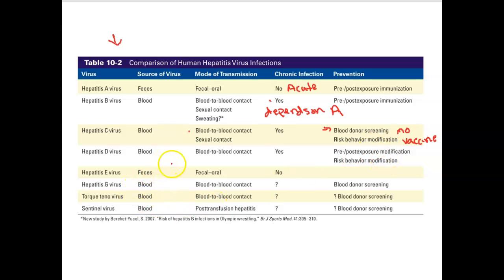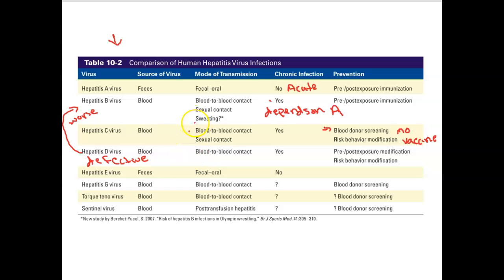All right, hepatitis D. This is interesting because what hepatitis D does is it makes B worse. Hepatitis D cannot cause infection on its own. It's a defective virus, so you can think D for defective.